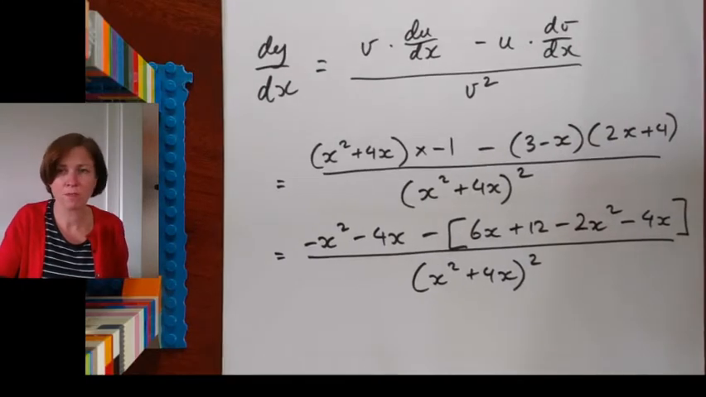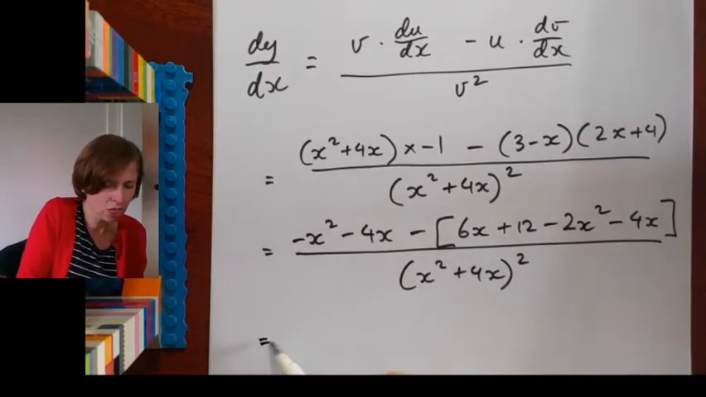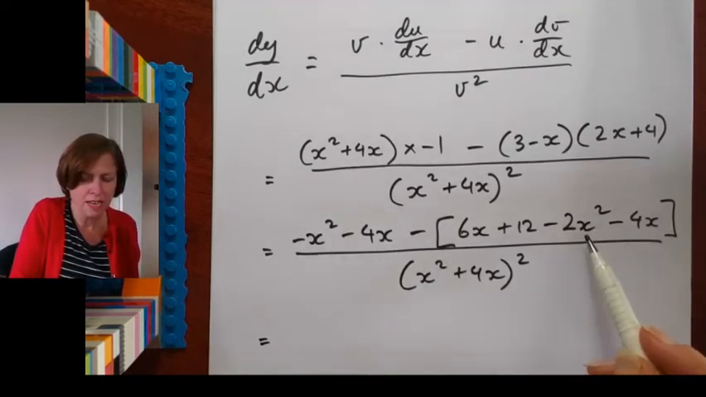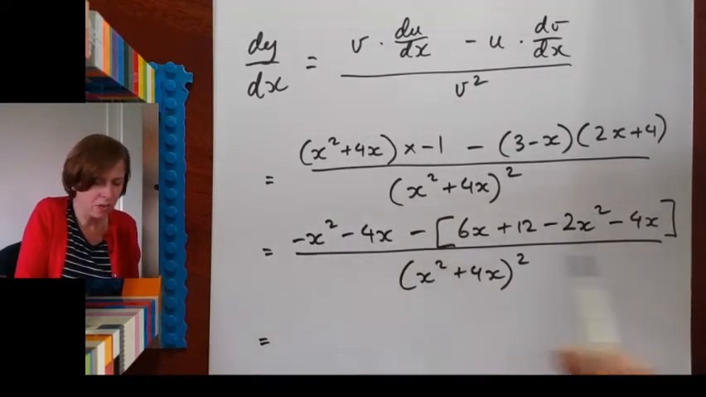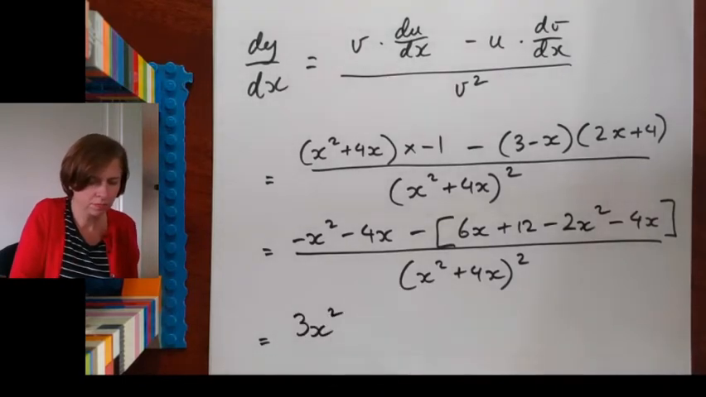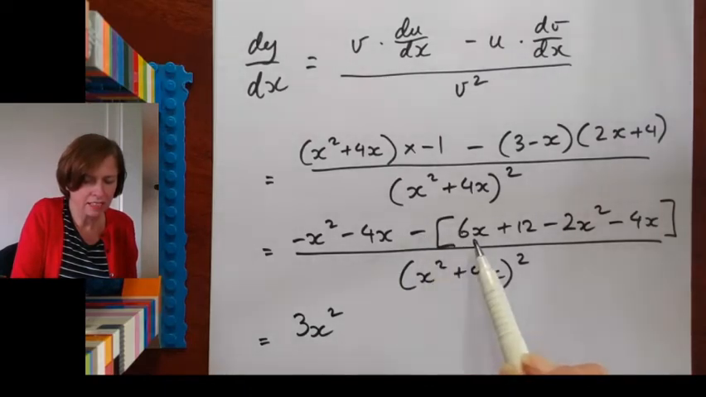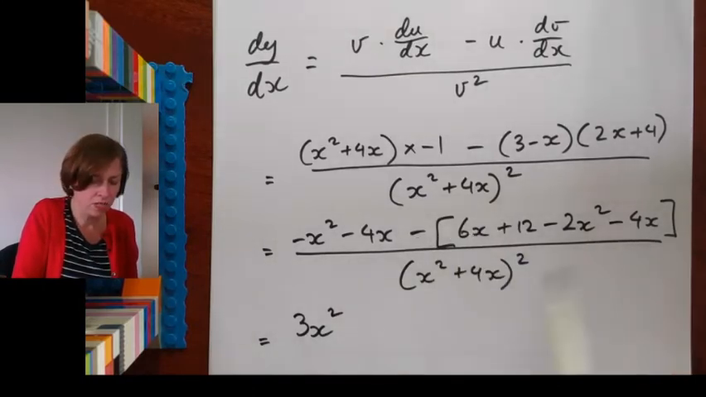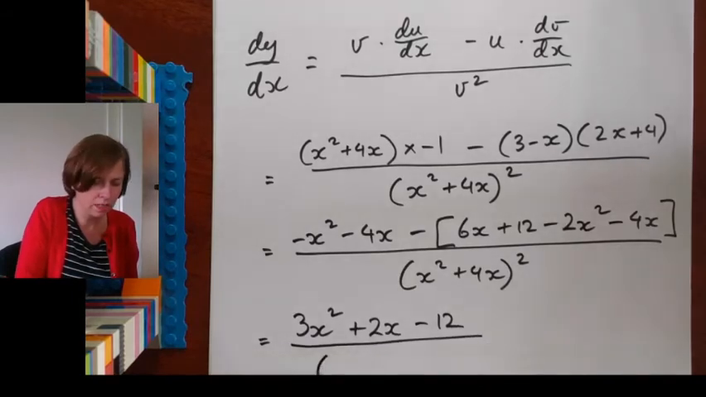All right, if I now simplify that second bracket, I'm going to get -x squared minus 2x squared is going to give me -3x squared. -4x minus 6x will give me -10x. Minus -4x, that's plus 4x, is going to give me -6x. And then minus 12. All over x squared plus 4x, squared.